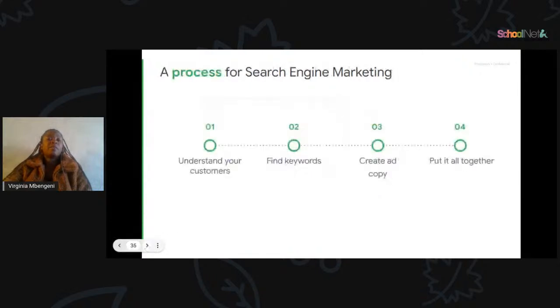So we have a process for search engine marketing, and we have 4 steps. Firstly, you need to understand your customers. You need to know what your customers want, how you are going to communicate with them, and understand what customers you want for your business. And secondly, you need to find keywords and create ad copy, and you put it together at the end.